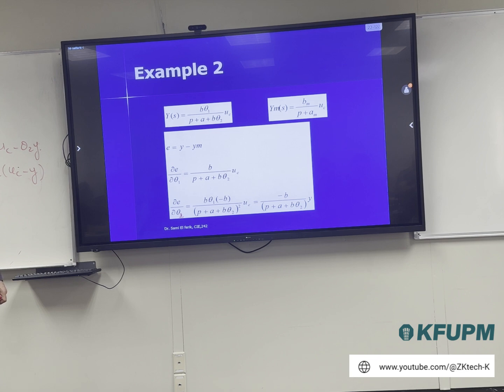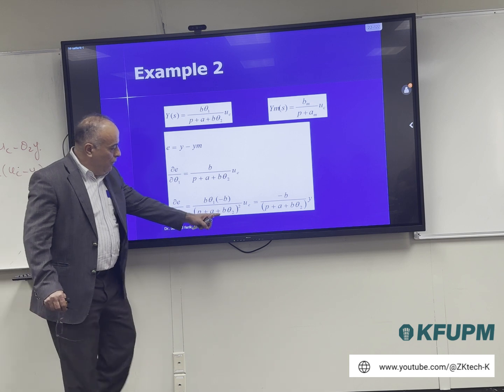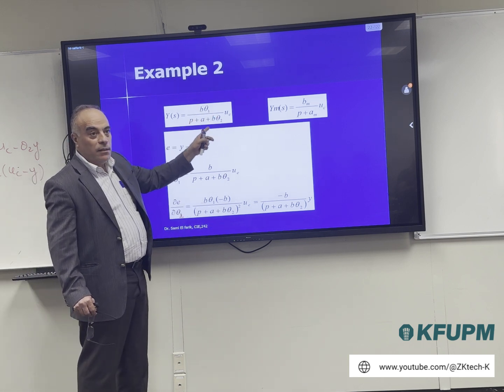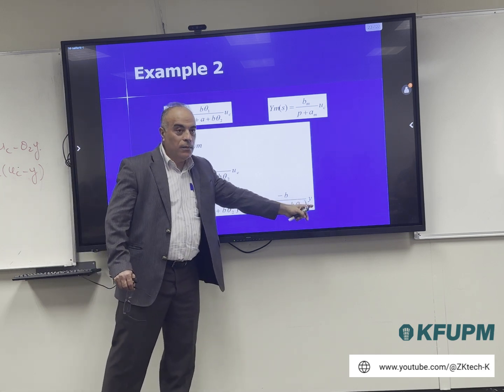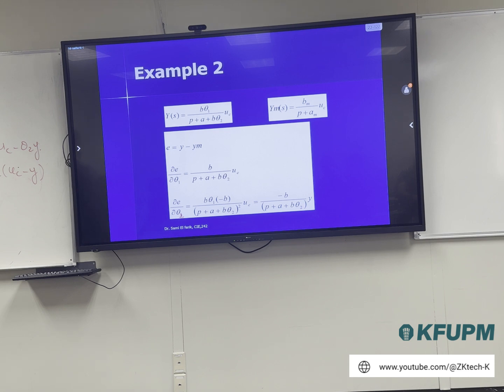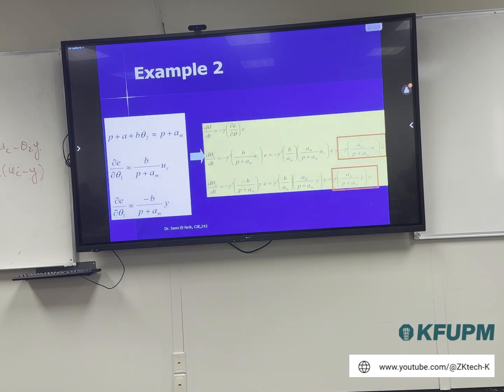Right now, if I look at B theta 1 over only one denominator times UC, this is the function that we are getting. So basically what we are trying to do now is convert this change of parameters, derivative of E with respect to theta 1, derivative of E with respect to theta 2, to some signals that we are measuring. Not the differential equation. Exactly the same thing that we did last time. So let's go one step further.